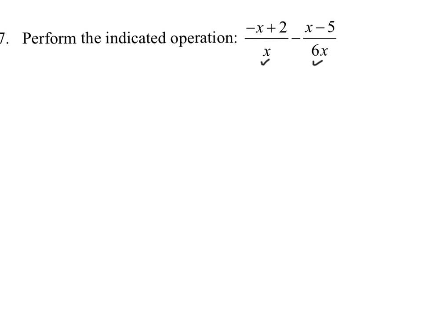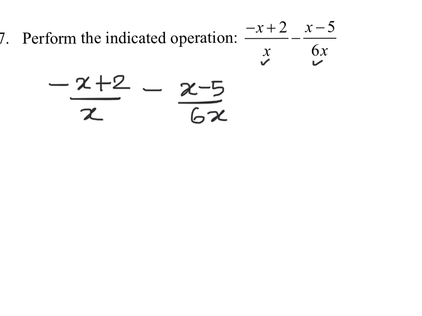So I'm going to write this down. I'm going to do it step by step. So (x + 2)/x minus (x - 5)/6x. Remember, I cannot subtract if I don't have the common denominator. So the common denominator is 6x. So this one is 6x, well and good. What about this one? This is not a 6x here.